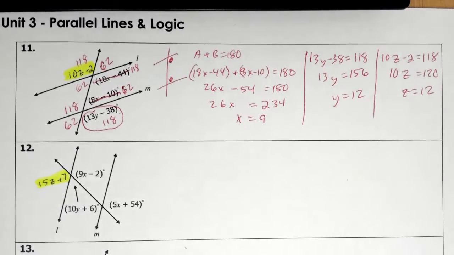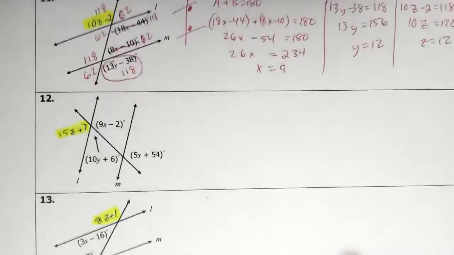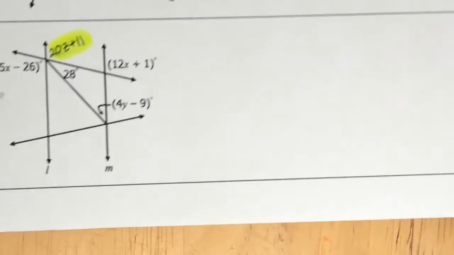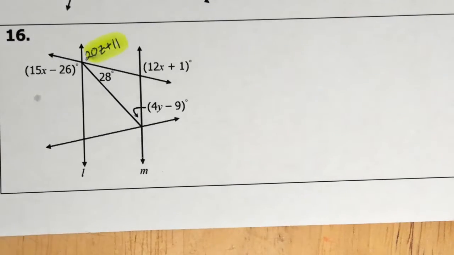Okay, let's do one more. Let's get a little more difficult. Let's actually go down to number 16. So we're going to go down to number 16. All right, let's zoom in a little bit. All right, so this one gets a little tougher, right?